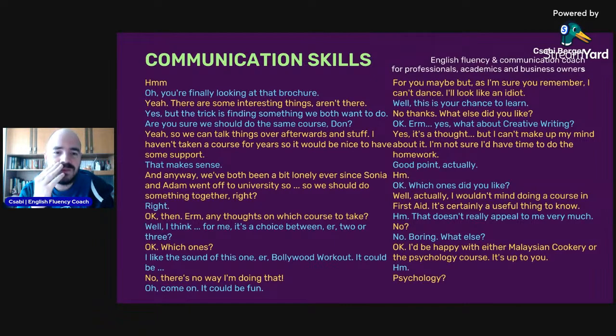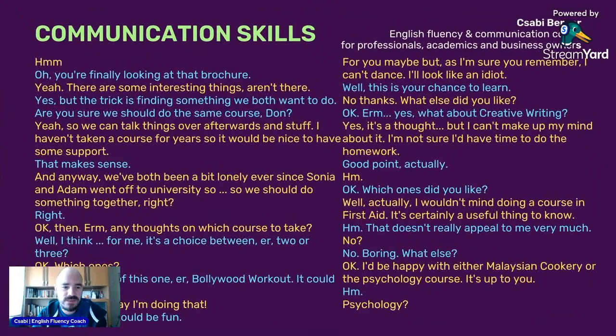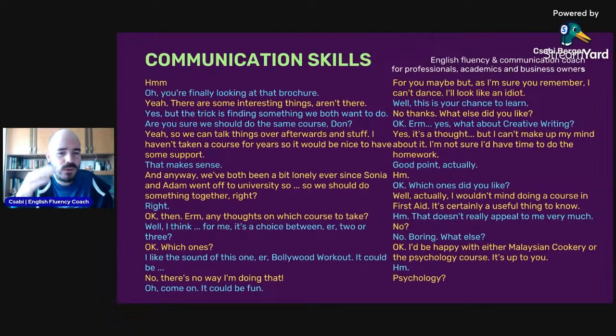So the next one is, when we look at the next sentence, it says, well, I think for me, it's a choice between 2 or 3. So again, if you have 2 things, we often practice with my students talking about choices, making decisions together in the class. That's how they improve their conversation skills.